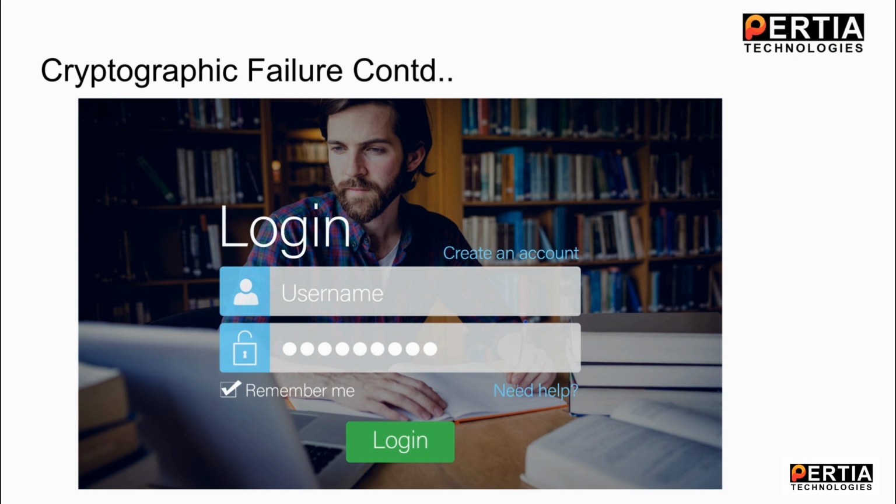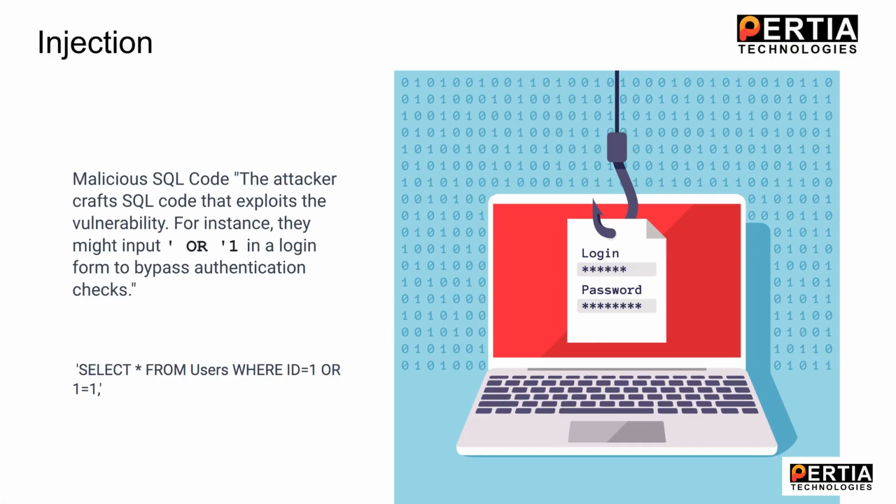Next up is injection. Think of it as the Trojan horse of web vulnerabilities. But what does it really mean and how can you stay safe? That is something we are going to look at further. Now imagine attackers sneakily injecting malicious code into your application. If your app isn't properly protected, these injections can manipulate data or even take control of it.